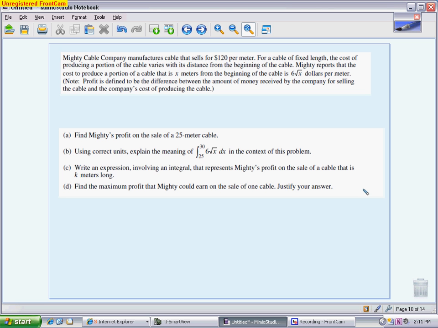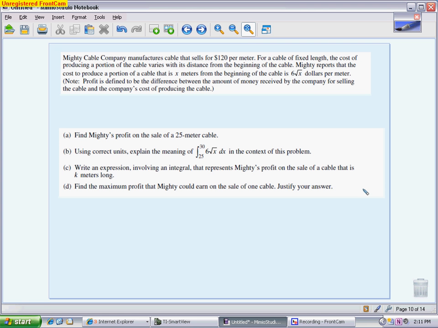So we have this cable company, and we're manufacturing a cable, and the cable sells for $120 for every meter it is long. And for a cable of fixed length, the cost of producing the cable would vary according to the distance. And they actually give you that equation. They tell you in the next line that to produce a cable that is X meters from the beginning of the cable, it uses the equation 6 radical X dollars per meter. So that's the rate, that's the cost per meter of producing this cable.